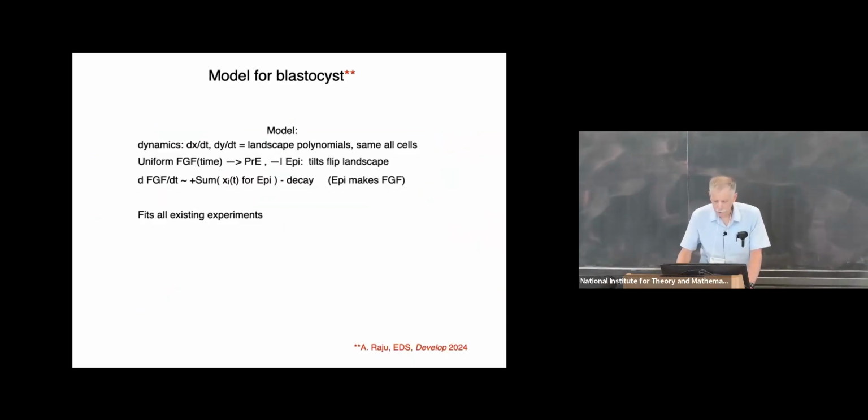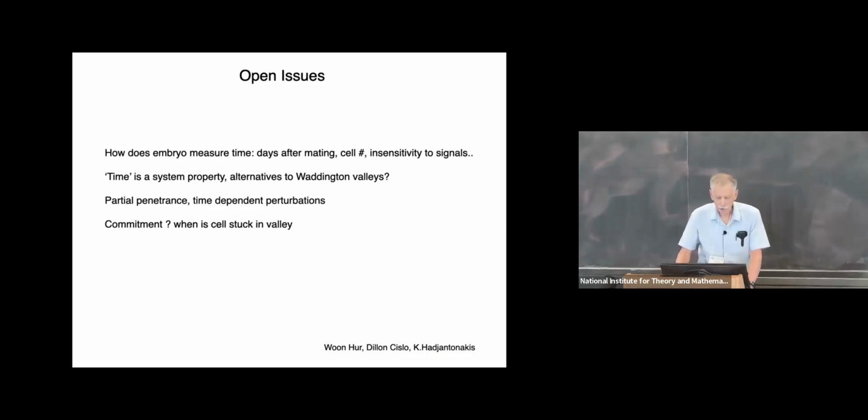So with Arksham and Raju some years ago, we produced a simple model for this transition, which is just the simplest polynomials for the landscape, uniform FGF over the embryo, which tilts the landscape favoring the two final states. FGF is made by the epiblast cells in some simple polynomial way, and this fits all existing experiments. Now, the open issues, which are many, require us to do our own experiments.